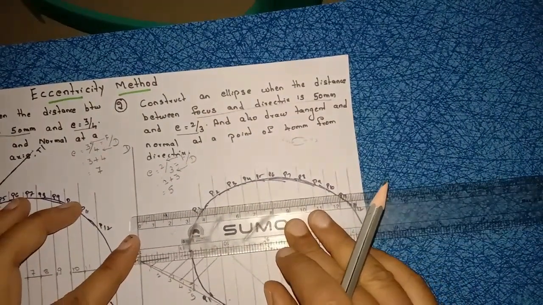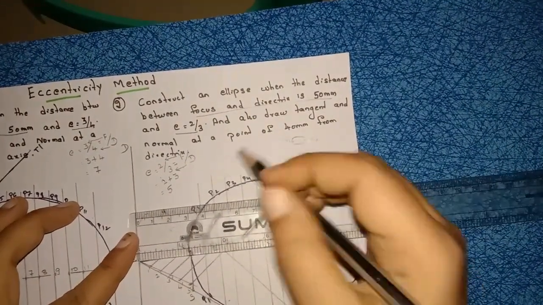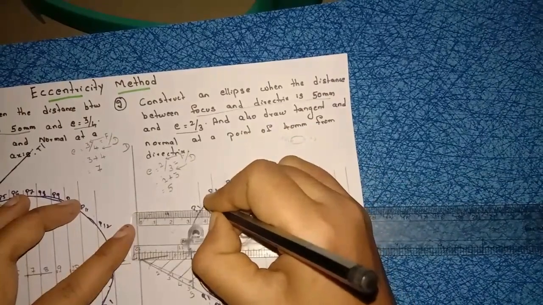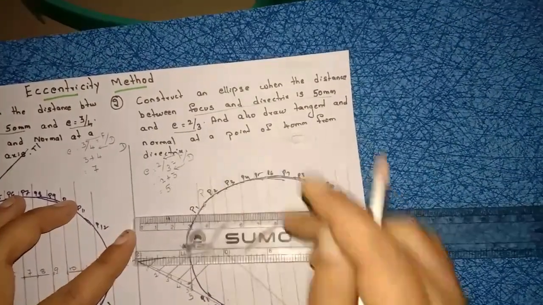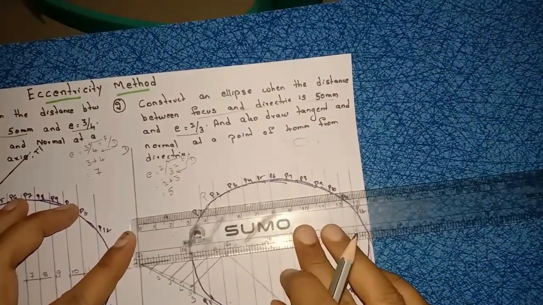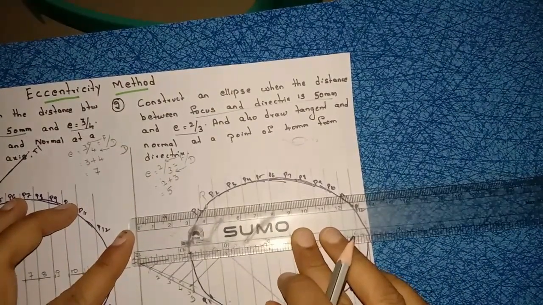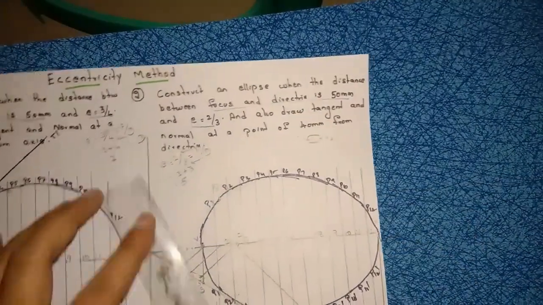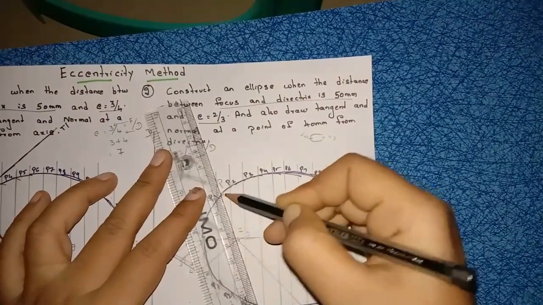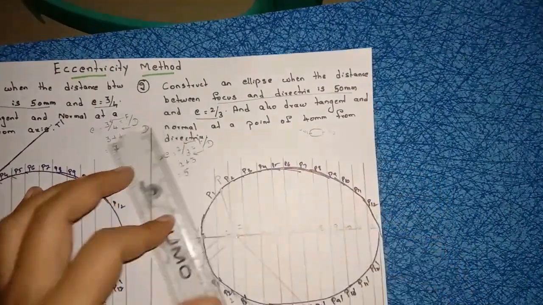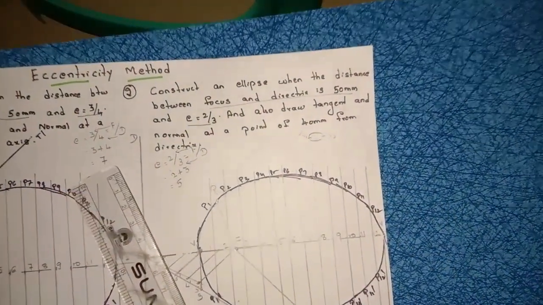And see now where 40 mm meets on the curve. So this is the point. Name this point as here P. See, 0 to 40. Right? Now join here P to F. Join P to F. Right?